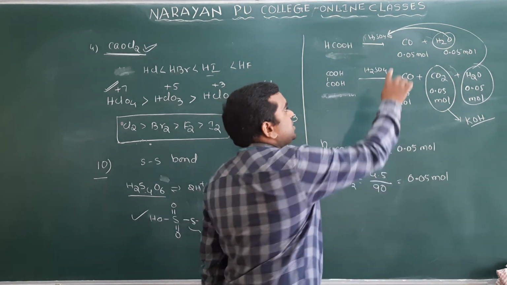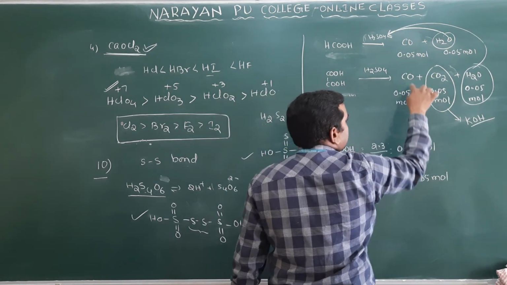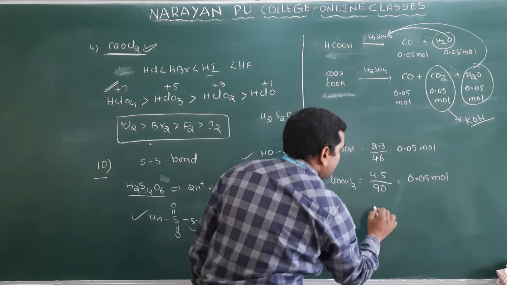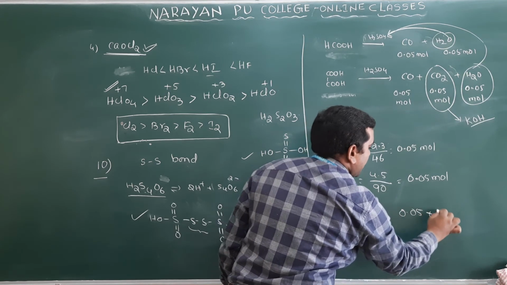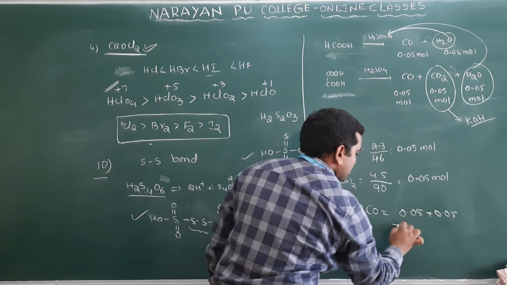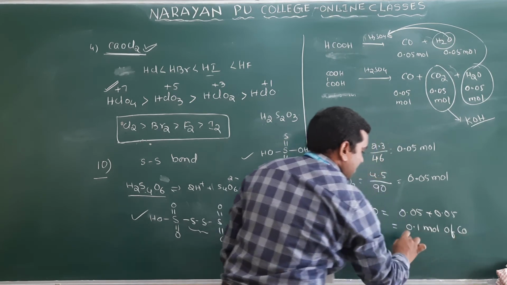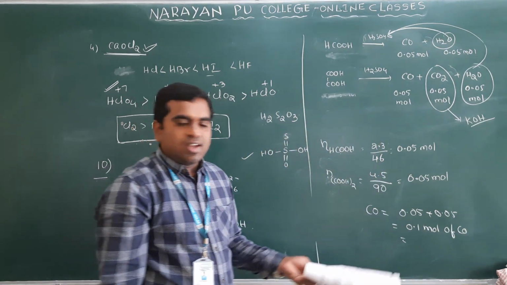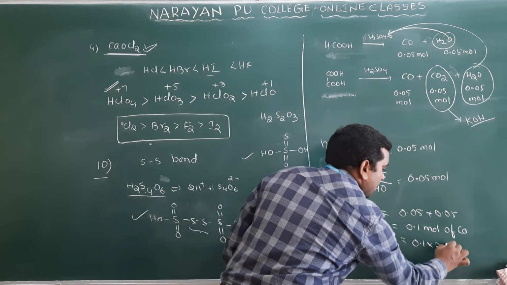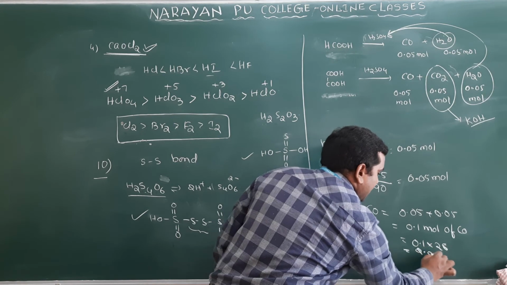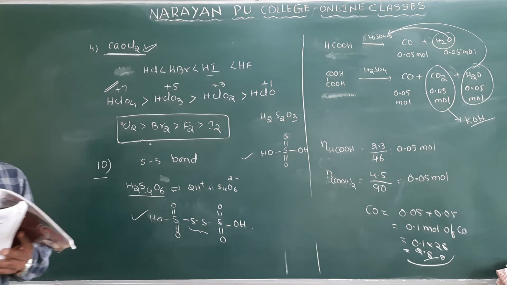So which one is left here? We have CO here, 0.05 moles of CO and another 0.05 moles of CO. Total how many moles of CO are finally left here? Finally 0.05 moles plus 0.05 moles. How much? 0.1 mole of CO is left. But they are asking for weight. Weight means what? Moles into molecular weight, how much here? 28, so 2.8 grams. This is the answer. Clear now?